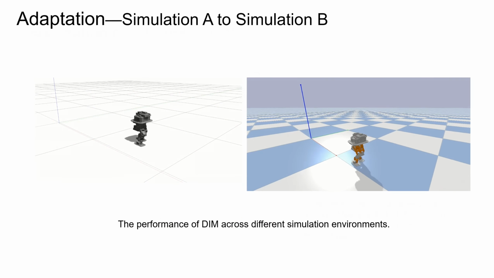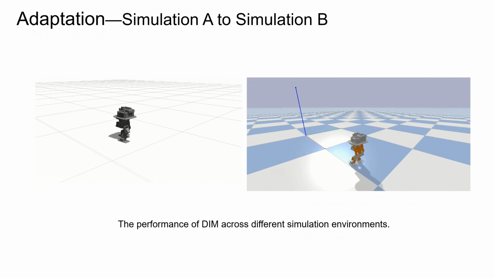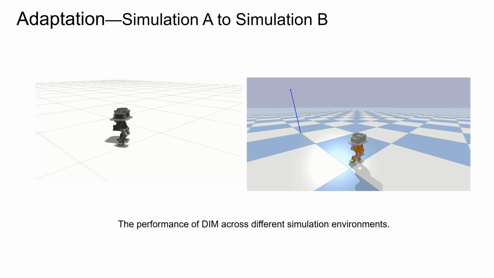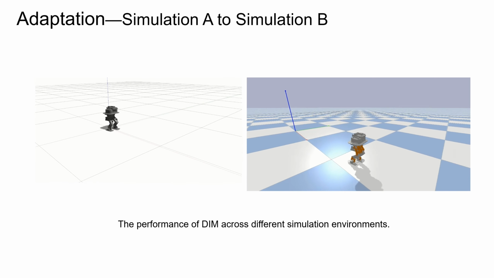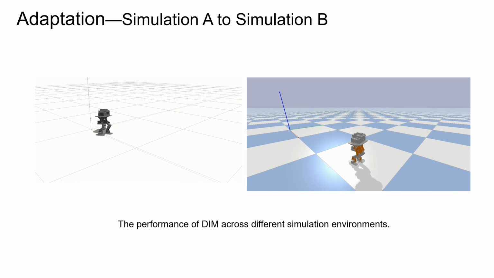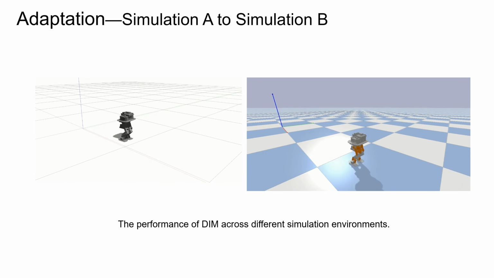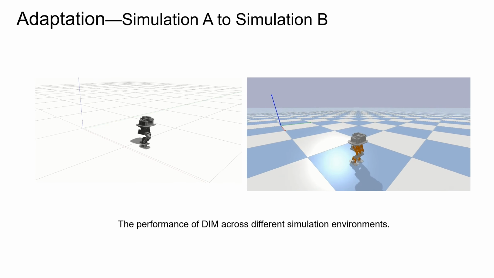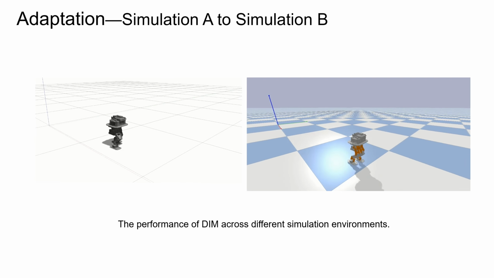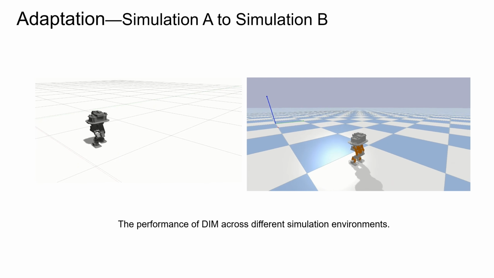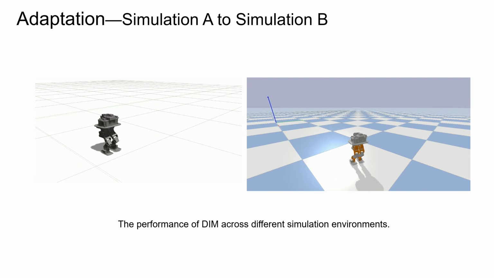We conducted another experiment to test the generalization ability of the DIM model. We created a robot and Gazebo simulation, which uses a different physics engine from Pi-Bullet, and examined how well the policy trained with our method can adapt to a new simulator. The results demonstrate that the proposed method enables fast and effective transfer across different simulators.